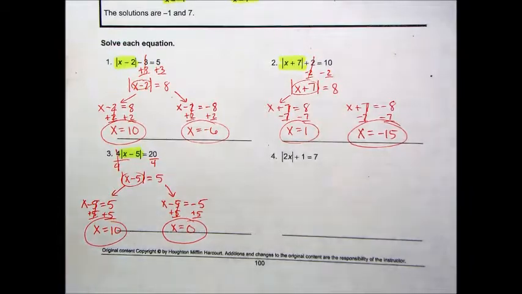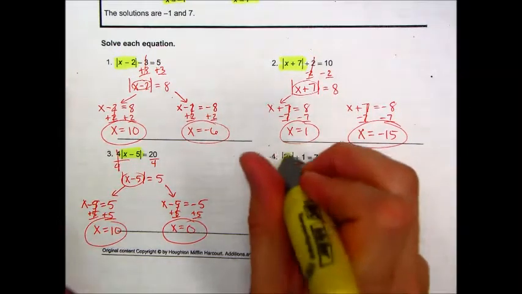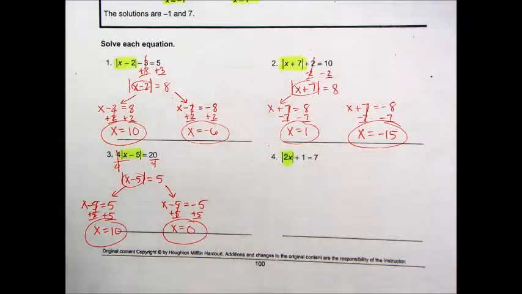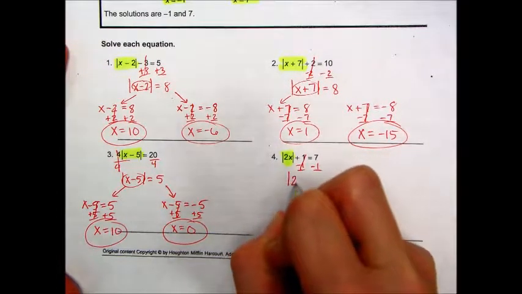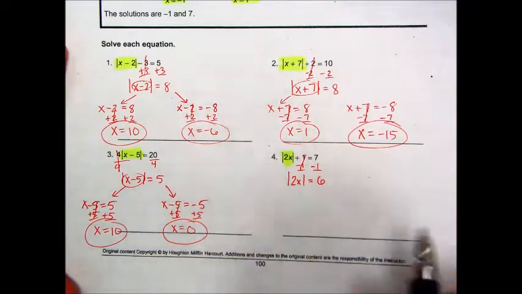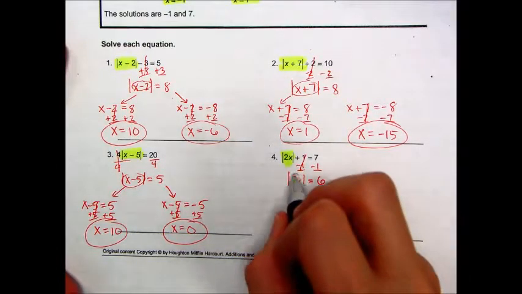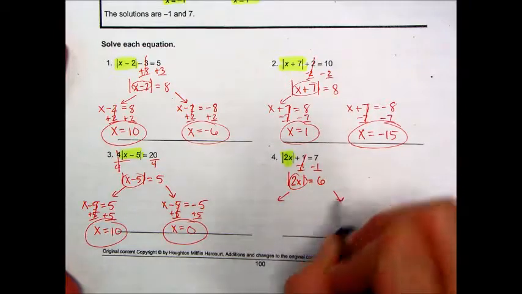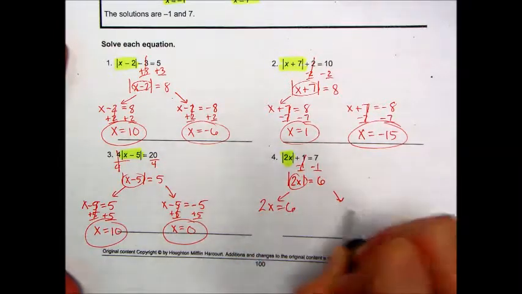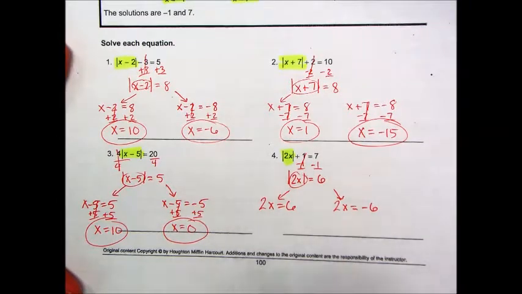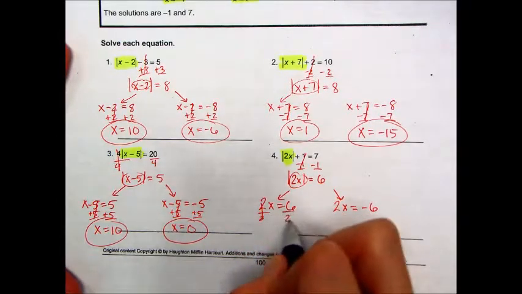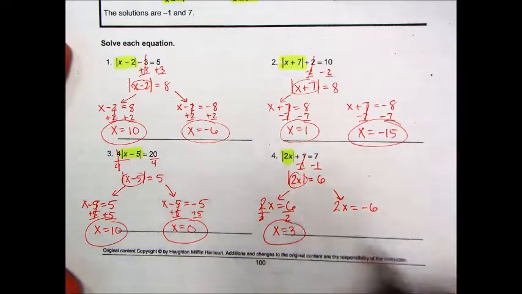All right, one more time. Here is your absolute value part. You need to get rid of that plus 1. So subtract 1. You're going to have the absolute value of 2x equals 6. So that means that 2x inside of there could equal 6, or 2x could equal negative 6. Solve them both. X equals 3.